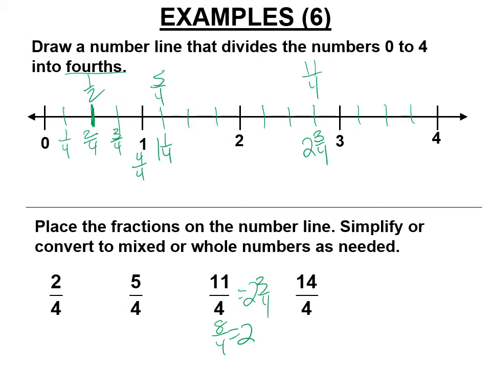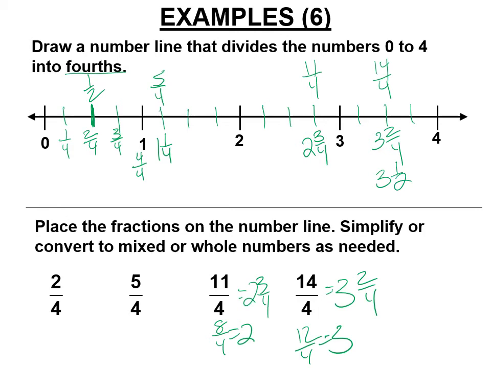14/4, well, 12/4 is 3. So this is 3 and 2 extra fourths. So that would go here, 3 2/4, which is also 14/4, but we don't like leaving things unsimplified. 3 2/4 simplifies to 3 1/2. 14/4 simplifies to 7/2. Yes, right? 7/2 is the improper fraction version of 3 1/2. So fourths, you're making 3 little marks in between.